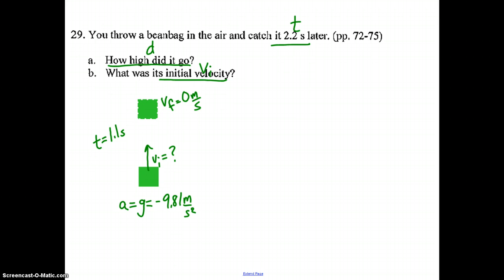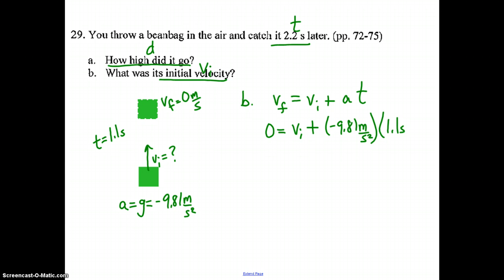We don't have to do these problems in an A-B order. It looks like we have VF, we have a T, we're looking for a VI, and we know an acceleration. So right away, it looks like we can do the solution for B by a VF equals VI plus AT calculation. We know that the VF value is 0, VI is what we're looking for, A is negative 9.81 meters per second squared, and our T is 1.1 seconds.